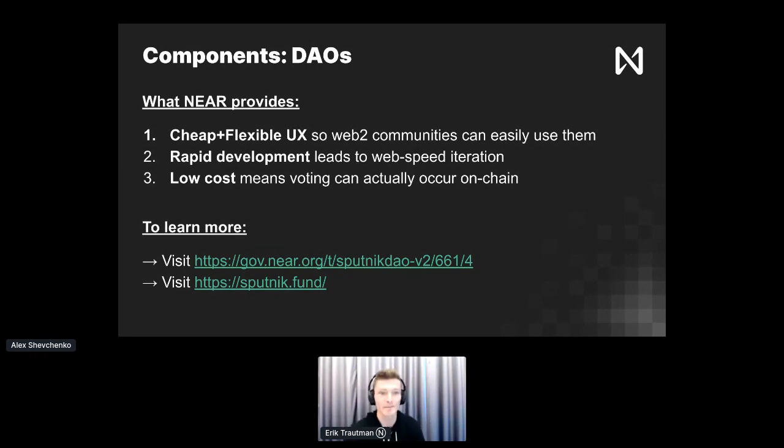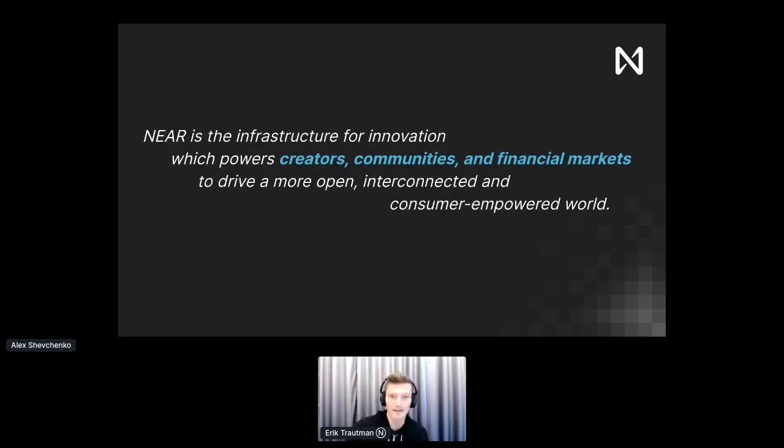So if you jump onto the next one, the other piece of what I wanted to talk through is great. So we have infrastructure that provides low cost, flexibility, lots of transaction throughput. It allows people to build great components, but why does that matter? And that's where we get into the creator economy.